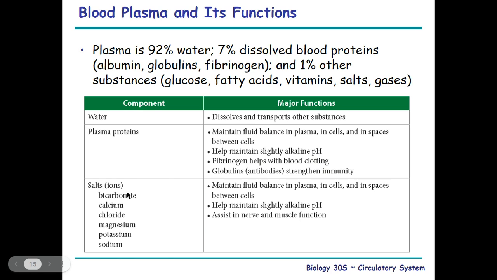Salt ions, these are things such as bicarbonate, calcium, chloride, magnesium, potassium, and sodium, are electrolytes. They maintain fluid balance in plasma, in cells, and in spaces between the cells, so that's similar to water. They help maintain slightly alkaline pH, so that's similar to plasma proteins, and assist in nerve and muscle function.